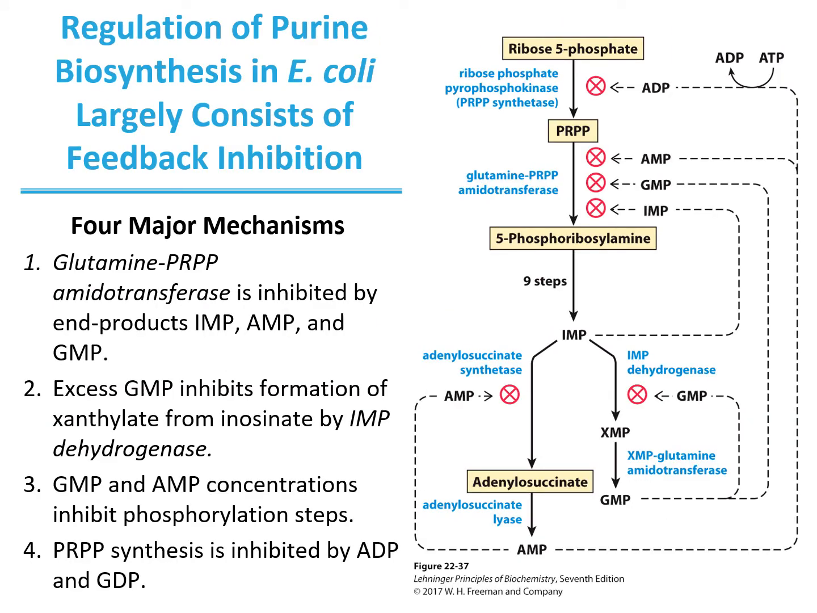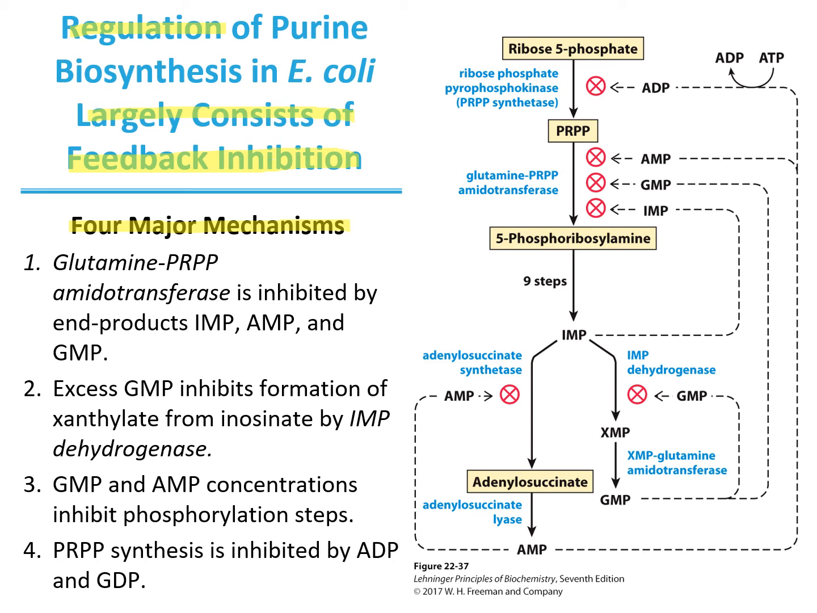Next up, we have the regulation of this purine biosynthesis pathway. And the main thing to remember is the whole regulation largely consists of the feedback inhibition. And you guys should be familiar with the feedback inhibition by now. It's the kind of inhibition in which the product loops back to one of the reactions and inhibits one of the important enzymes. There are four major mechanisms by which we regulate this purine biosynthesis.